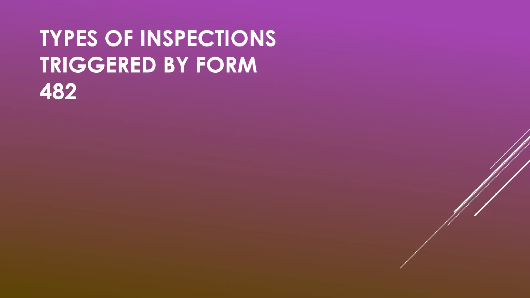Now here we are going to discuss the types of inspection triggered by Form 482. The first one is the routine inspection. This is scheduled as part of FDA's regular surveillance program, so it is scheduled by the FDA for the regular inspection of your facilities.